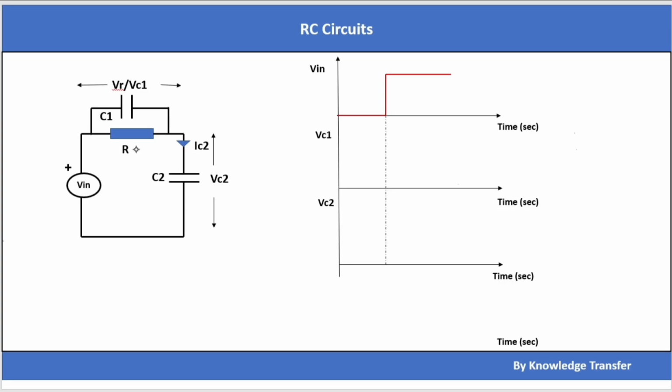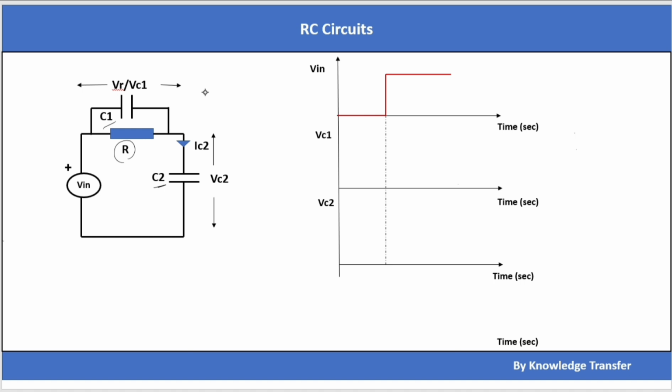Let's discuss the step response of this particular RC circuit. Here this RC circuit has two capacitors, C1 and C2, and one resistor, and I am telling you this is a first order circuit. How am I telling it is a first order circuit? Let's see.